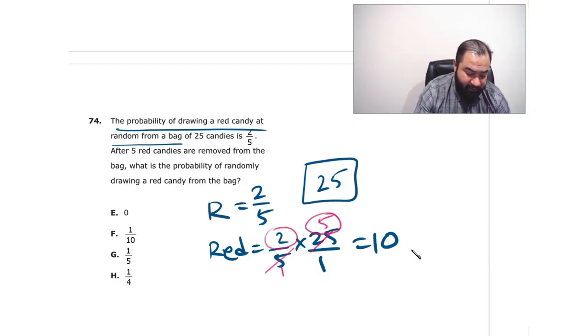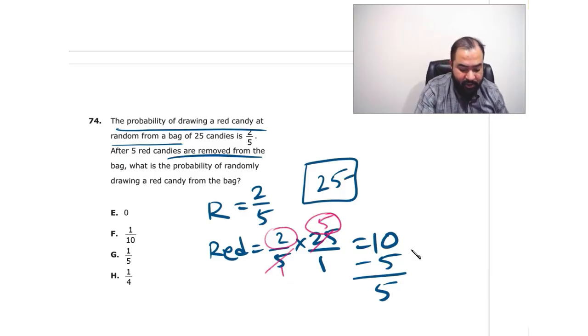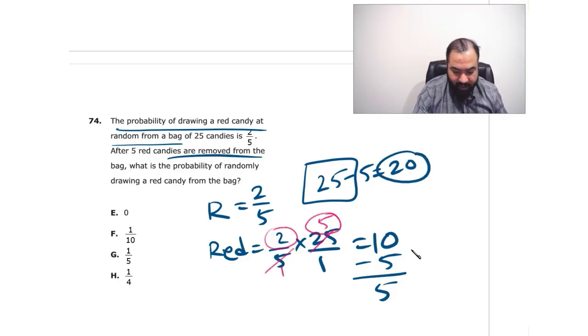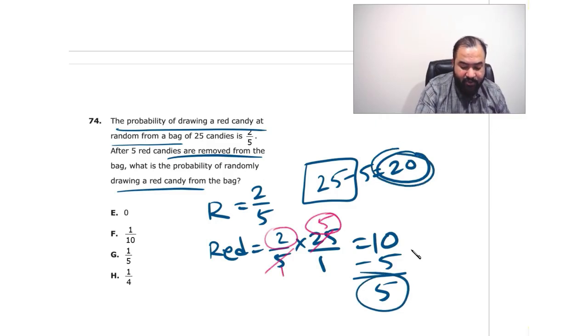Now after 5 red candies are removed, I have only 5 red. Remember, when you remove 5 red, the total is not 25 anymore. The total is now 20 because you removed the 5 red. So now what is the probability of drawing a red candy? I have 5 red, but the total is 20. So it's 5 out of 20. I can simplify it by 5. We get 1/4.